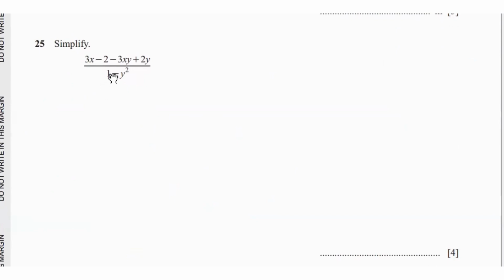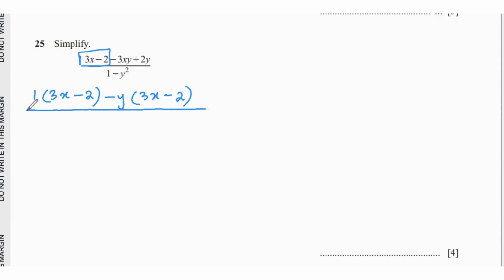Question 25 says 3x minus 2 minus 3xy plus 2y divided by 1 minus y squared. We have to simplify this. So in the numerator, we're going to factor by grouping, which means we're going to divide the first two terms in a group and the last two in another group. So in the first group, we have 1 common, so 3x minus 2. And in the second group, we have negative y common. So negative y bracket 3x minus 2.